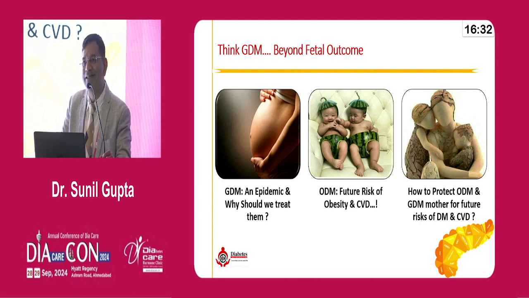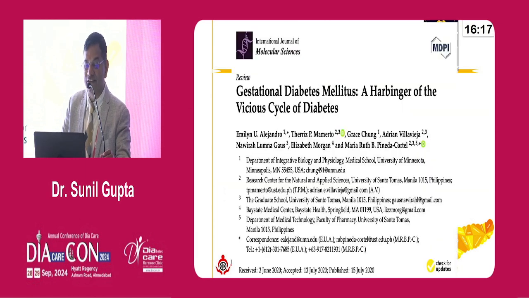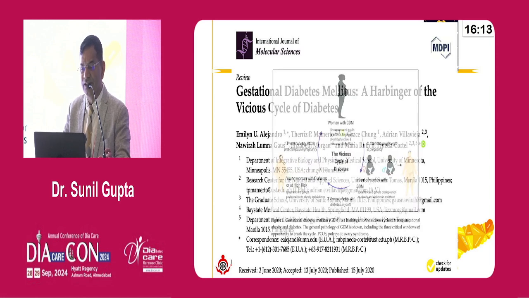much beyond that, that these offspring of diabetic mothers are likely to become diabetic and develop obesity and cardiovascular disease in their adolescent as well as in their young adult life. And even these women are likely to become diabetic after delivery. So we are taking care of two generations. So it's a vicious cycle of diabetes.